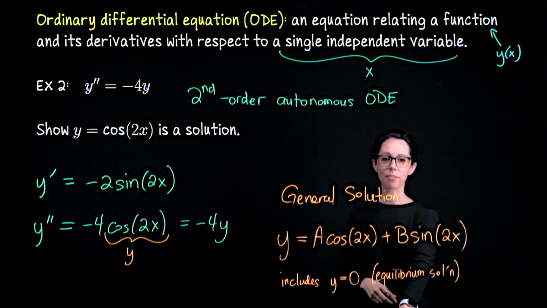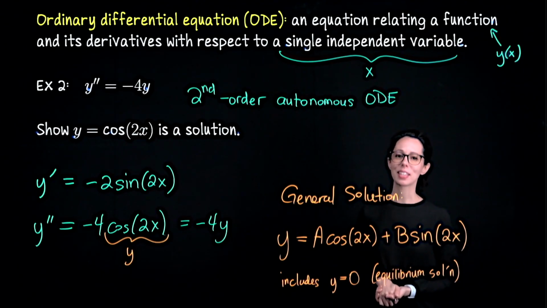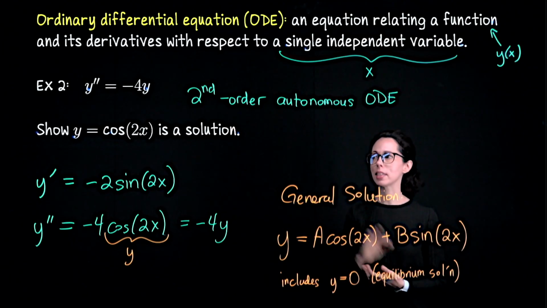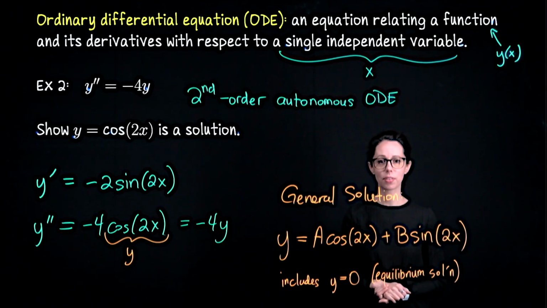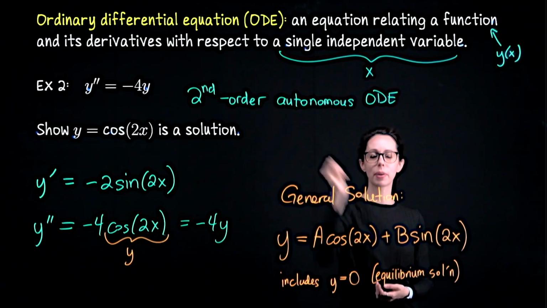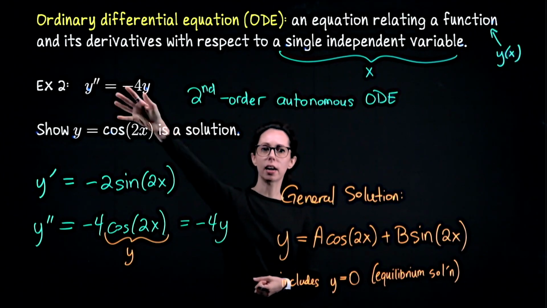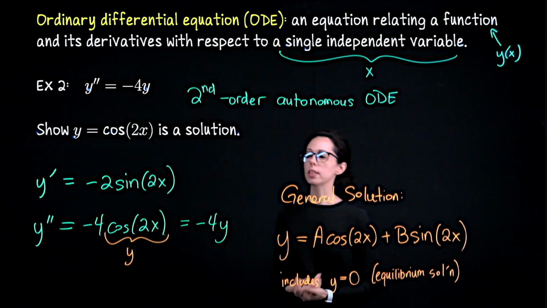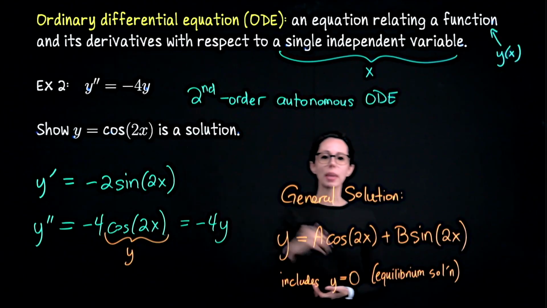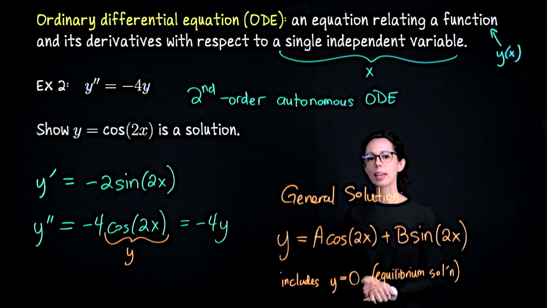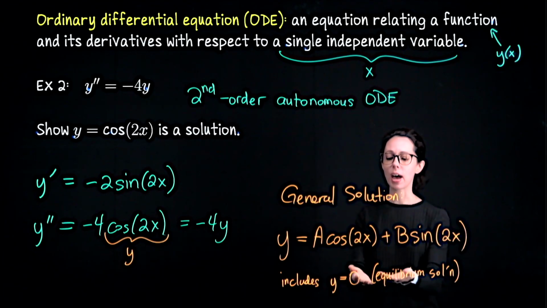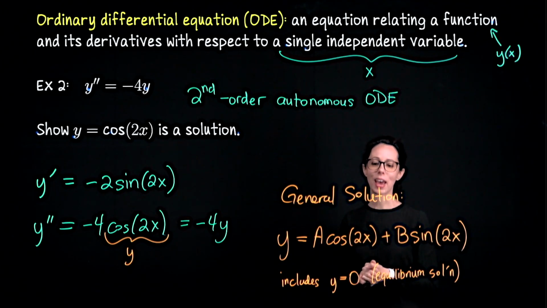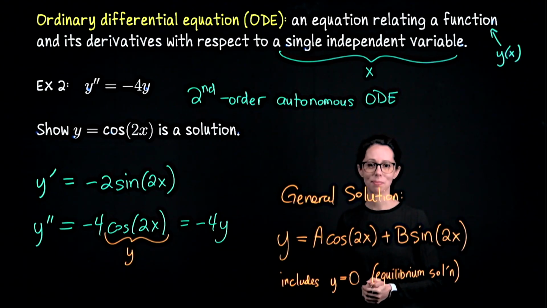Okay, so let me identify some of the vocabulary in this example. We have a second order ordinary differential equation because the highest level derivative is a second derivative. It is autonomous because there's no dependence here on the independent variable. A solution to this differential equation, just like before, is one that makes the differential equation true. And in this particular example, I've identified an equilibrium solution, which is a constant solution that satisfies the differential equation.